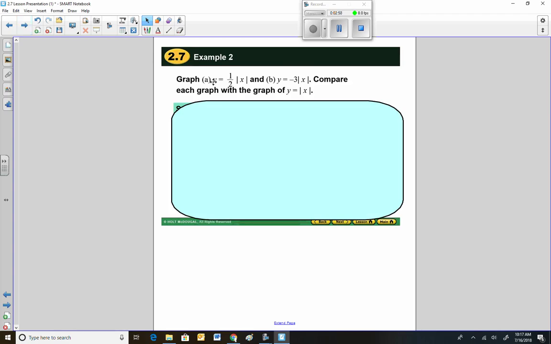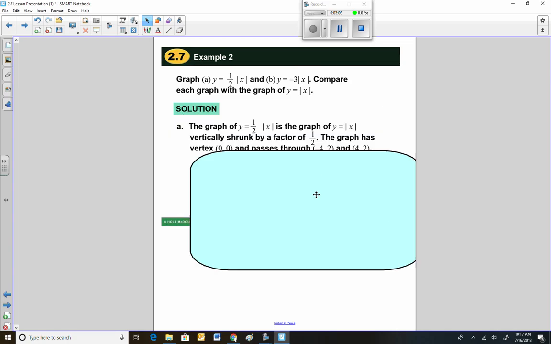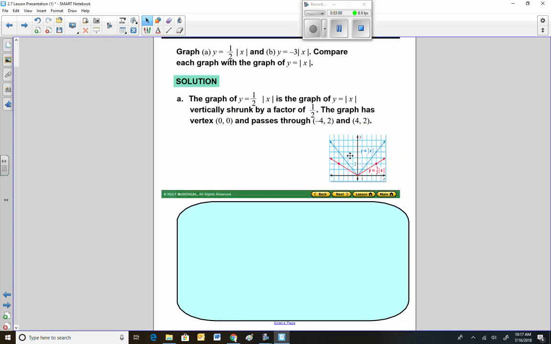Here we have a graph, y = 1/2 |x|. And then we have y = -3|x|. And let's see what happens. Now, the original graph, here's the parent graph in blue. Now, when you do 1/2 of x, see how that half is going to cause it to compress.